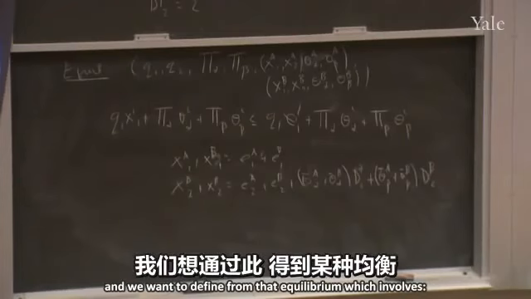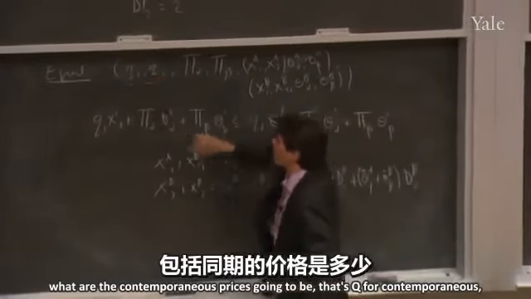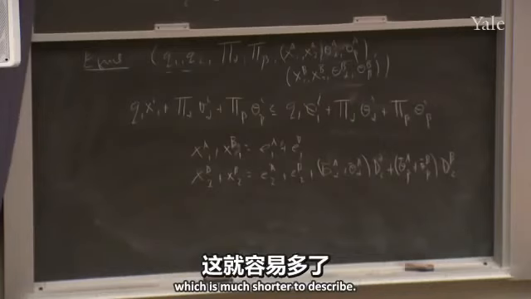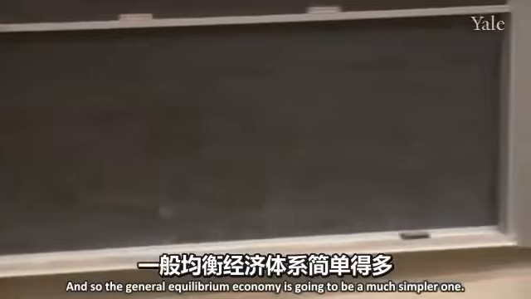And we want to define from that an equilibrium, which involves what the contemporaneous prices are going to be. That's Q for contemporaneous. What are the prices of the stocks going to be? And who's going to hold which portfolio of stocks, and who's going to consume what? And so Fisher said that's a very complicated problem. You can simplify it by looking at a general equilibrium problem, which is much shorter to describe. And so the general equilibrium economy is going to be a much simpler one.